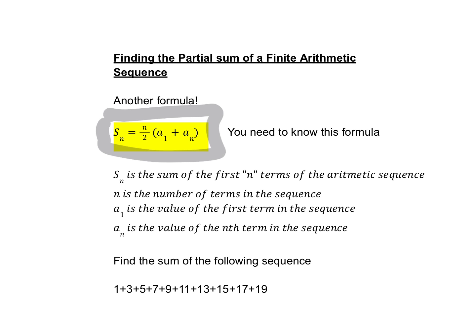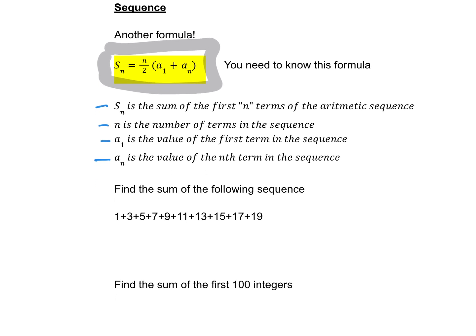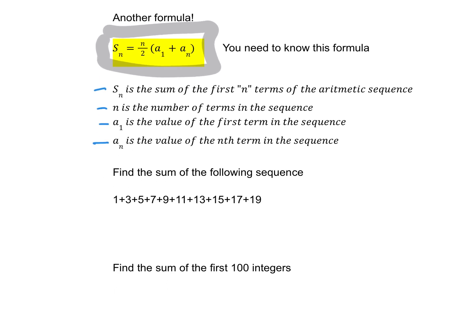And here it is, highlighted in yellow as a formula that you need to know. S sub n is the sum of the first n terms of the arithmetic sequence. n is the total number of terms in the sequence. a sub 1 is the first term, and a sub n is the value of the nth term in the sequence. So if we are going to use that to find the sum of the following sequence without just putting it into your calculator, 1 plus 3 plus 5 plus 7 plus 9 plus 11.